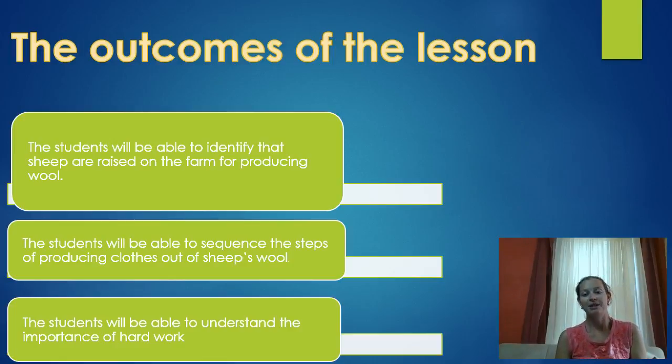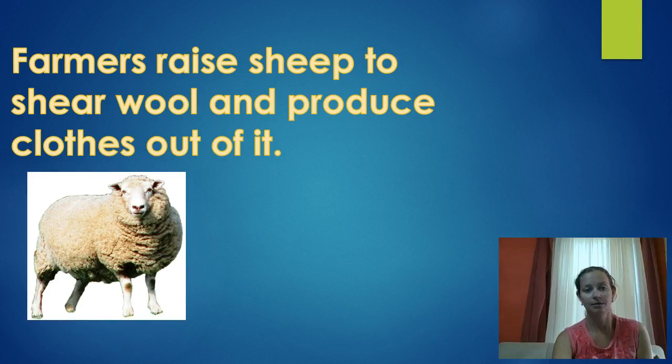For this assignment, I chose the lesson "Farmers raise sheep to shear wool and produce clothes out of it." This lesson is a part of the unit The Importance of Farms. This lesson covers the questions: why do farmers raise sheep? Is it difficult to produce clothes out of wool? It is a lesson for English language arts. It promotes reading, listening, and speaking.